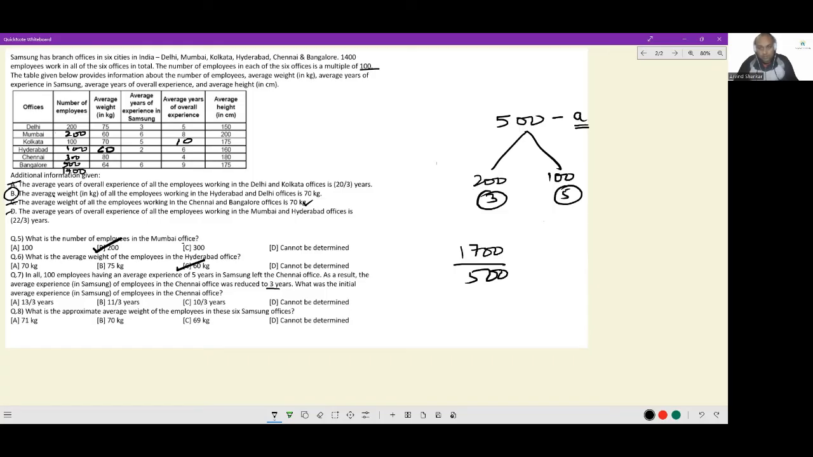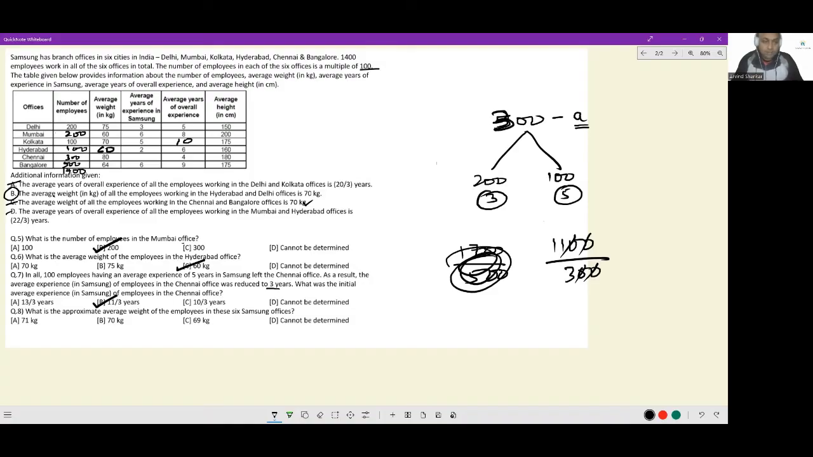200 people have an average of 3, 100 people have an average of 5. So now 600 plus 500 is 1100 divided by the initial 300 population. So the average calculated would be 11 by 3 years. The initial average experience in Samsung was 11 by 3 years.